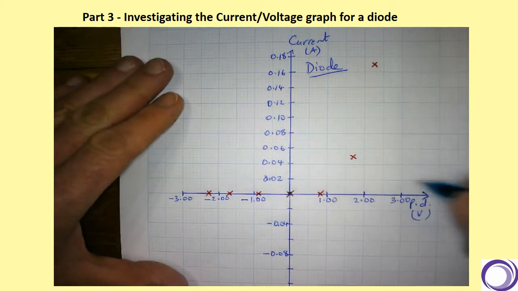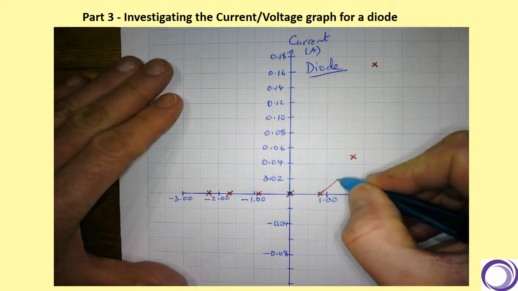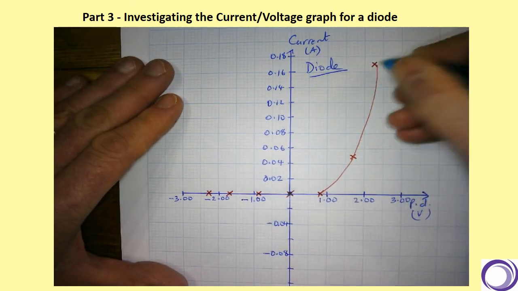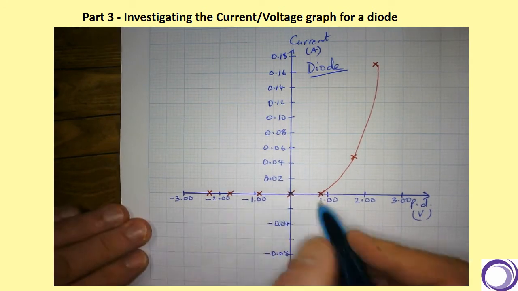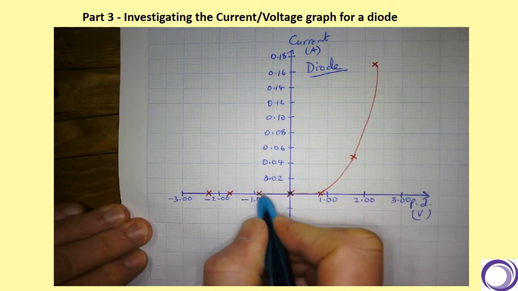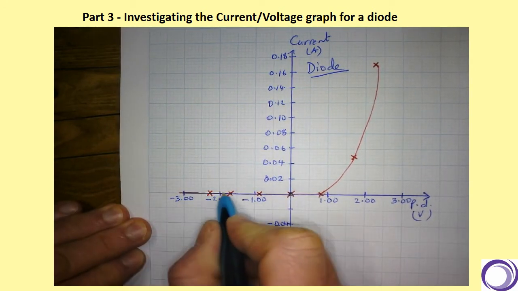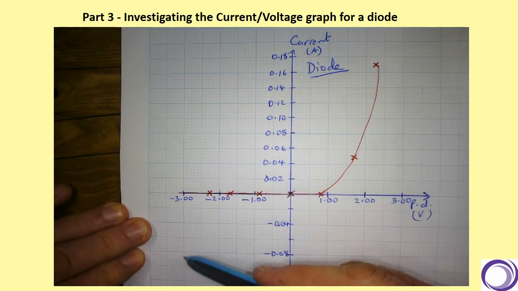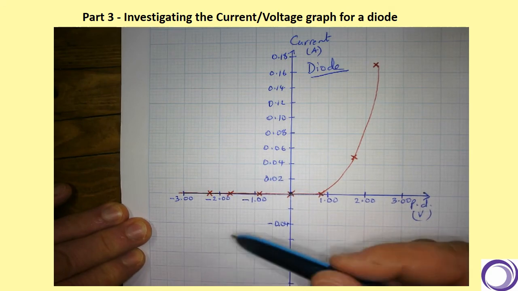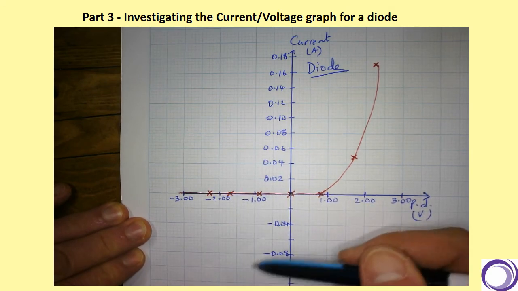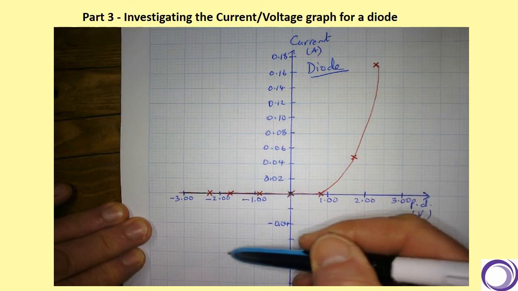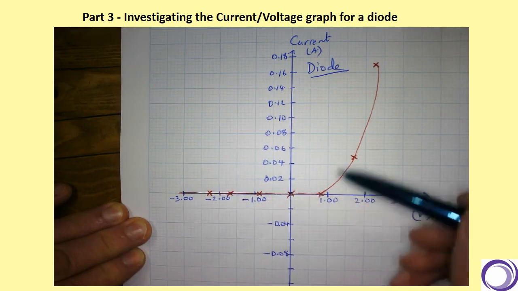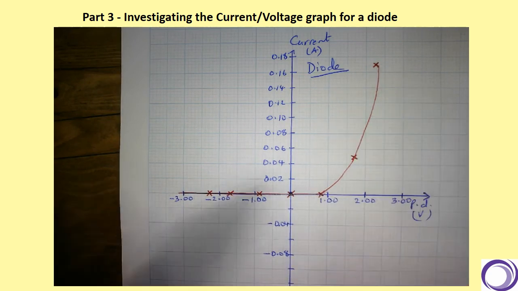Try and draw a best fit then. Rises up like that, but along here stays on the origin because we've got no current flowing. So the diode is different in the positive direction and the reverse direction. You don't get any current flowing in the reverse direction, so it's quite obvious when you see it on an exam paper because you've got nothing down here. It just sticks on that x-axis there. So that's the diode. Current only flows in one direction.